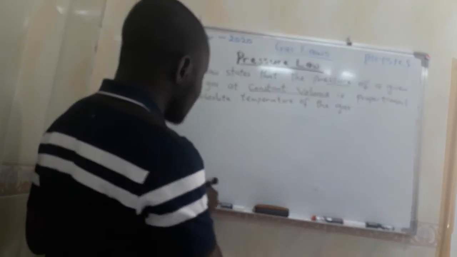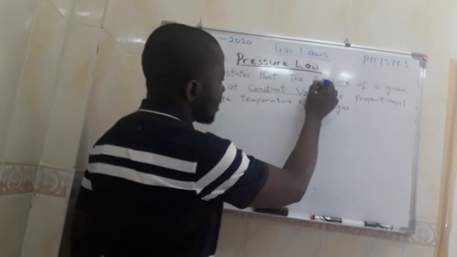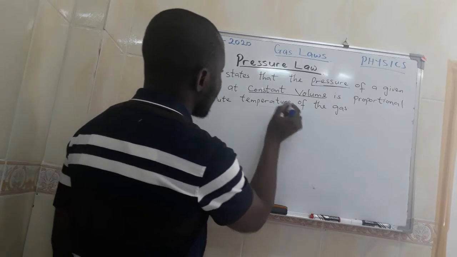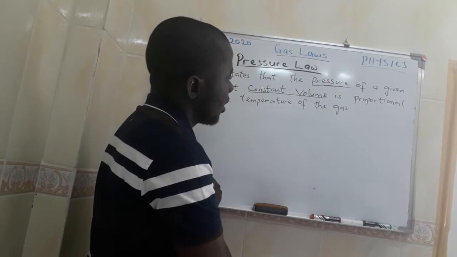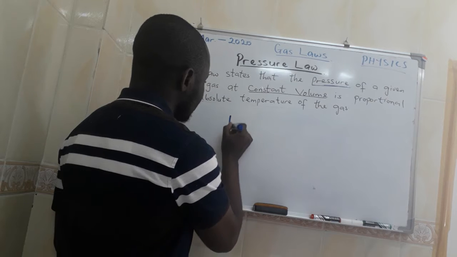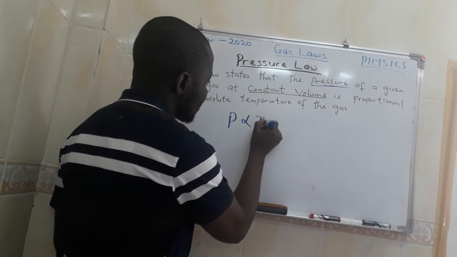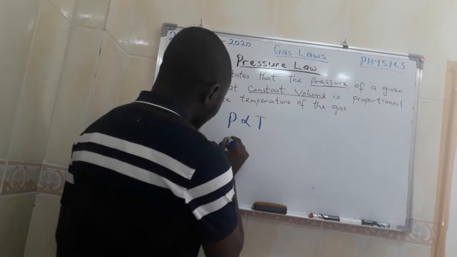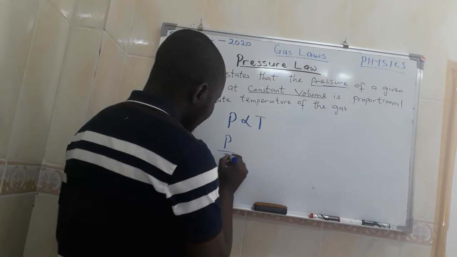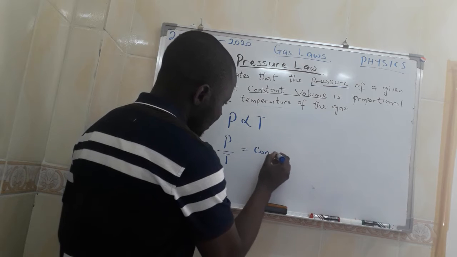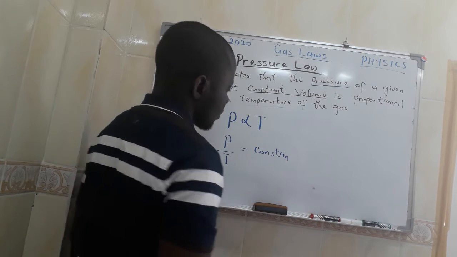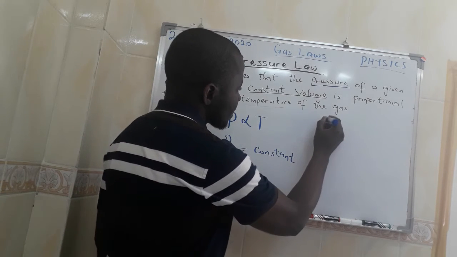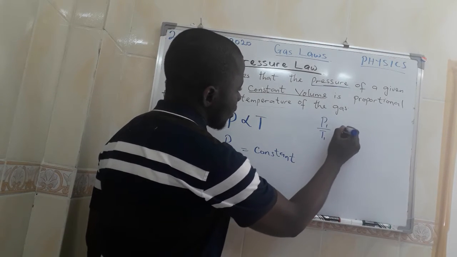Let me change the color of the marker. The pressure is directly proportional to the absolute temperature again. Absolute temperature. Okay, so that means that the pressure is directly proportional to the temperature. Like we had in Charles law, it means that P divided by T is now a constant. So this means that the first pressure divided by the second pressure will be the same.